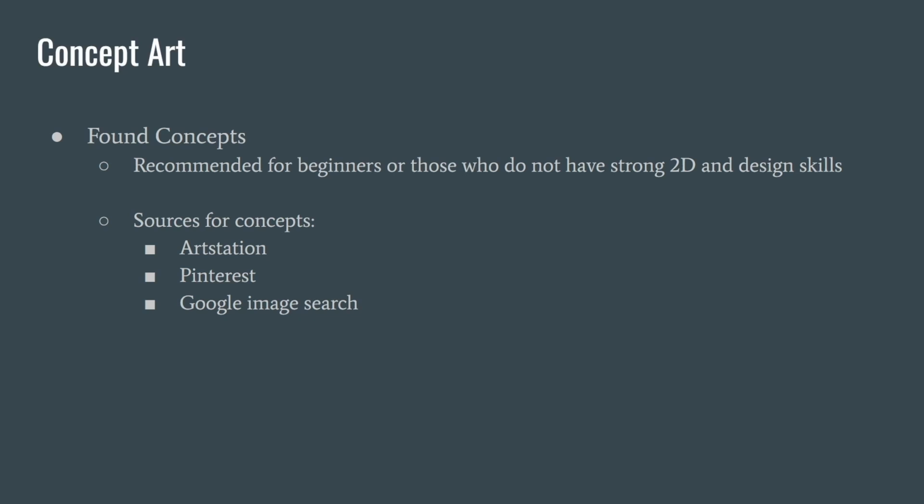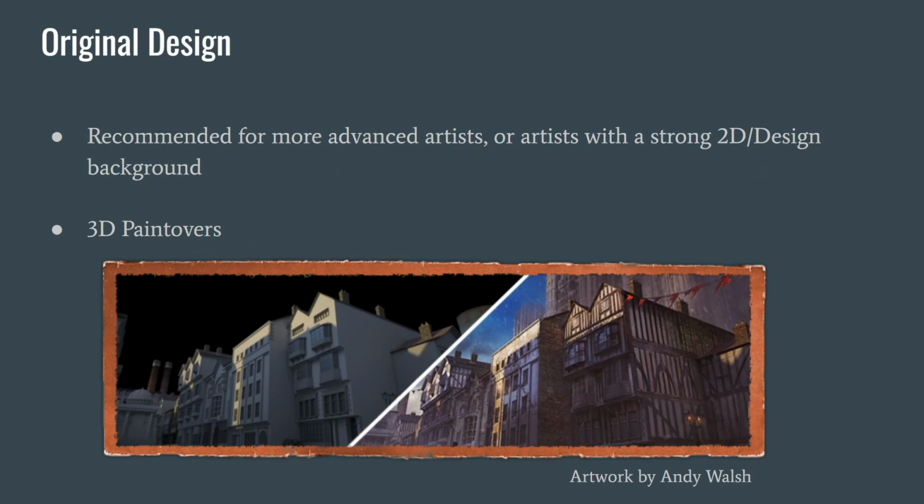Now, there are several places that you can source concept art for your personal pieces. I recommend ArtStation, which, for those of you who are unfamiliar, is an online platform for artists to host their portfolios. Another great source of concepts is Pinterest. I personally use this more for finding photographs, as the quality of the images does tend to be better than a standard Google image search, although that, of course, is always an option for you as well. Now, if you feel you are more advanced in design or you come from a 2D art background, you may consider creating an original design for your concept.